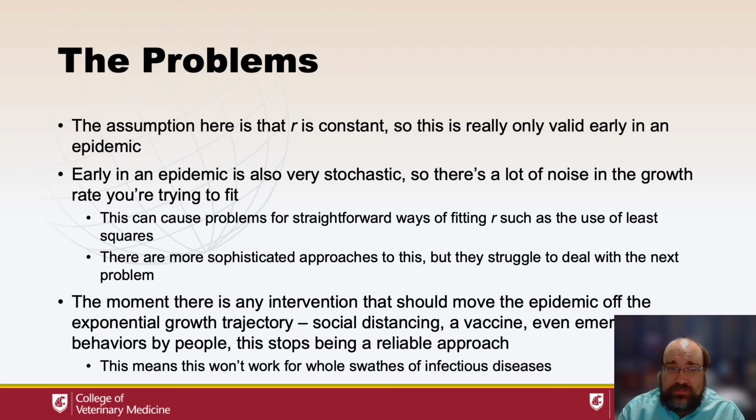There are more sophisticated approaches to this, but even they are still trying to fit this exponential growth regime. And so they have struggled with the next problem, which is that the moment there's any intervention that should move the epidemic off an exponential growth trajectory, so social distancing, a vaccine, emergent behaviors by people as public health campaigns start taking place and people start changing their own behavior, this stops being a reliable approach. And what that also means is this is potentially a non-viable approach for whole swaths of infectious diseases. Anything that's not in that early emerging phase.